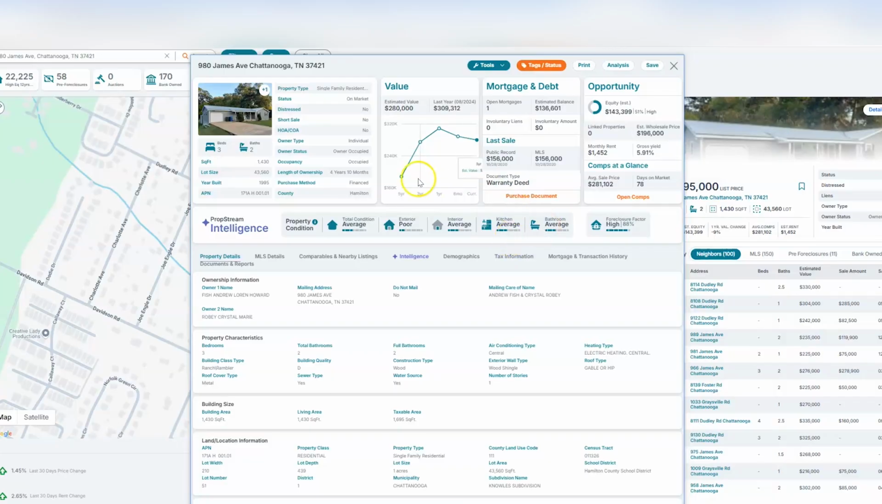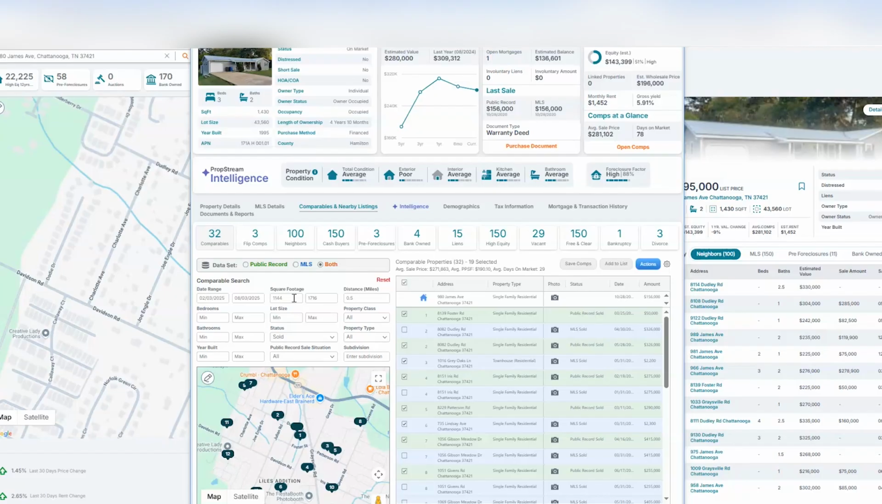I'm going to be using Propstream, and Propstream is a great platform, especially for beginner wholesalers to use when they're starting this business, or any investor really. And we're going to dive deep into Propstream and show you all this great tool.